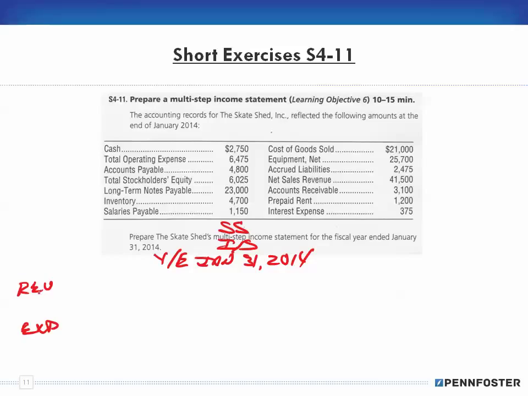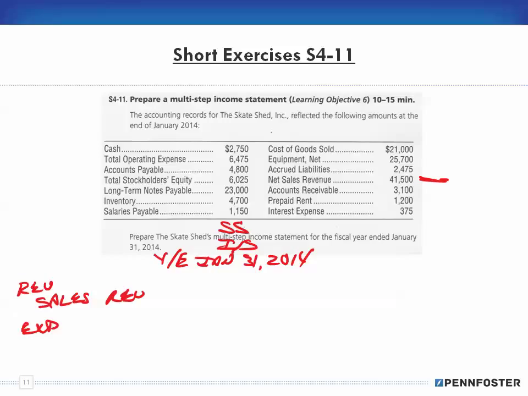In the revenue section here, what do we have? From chapters 2 and 3, generally all I would have is just the sales revenue, one account. However, we're getting a little bit more advanced and there's a little bit more information. So what do we have here? We have an account called net sales revenue.